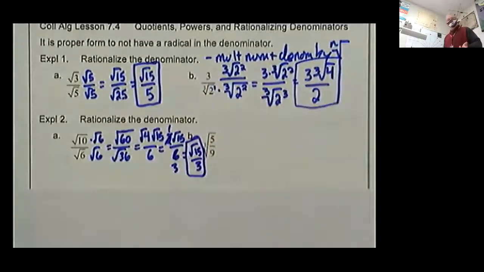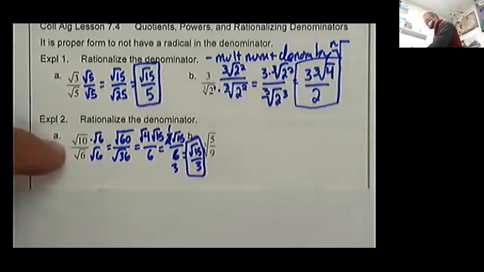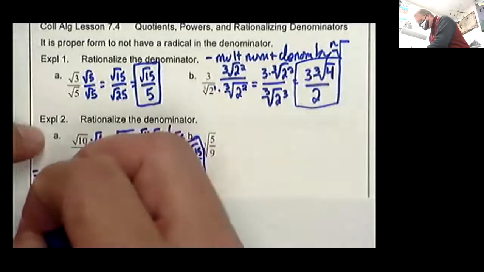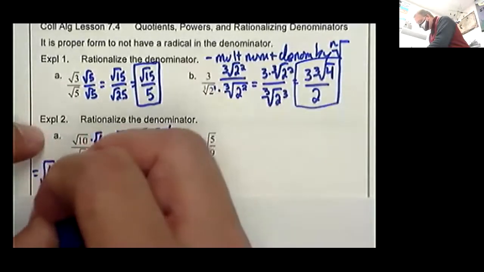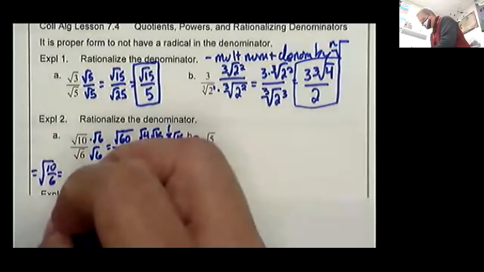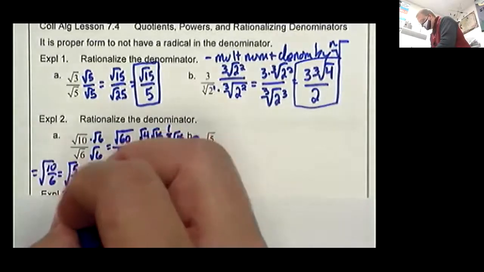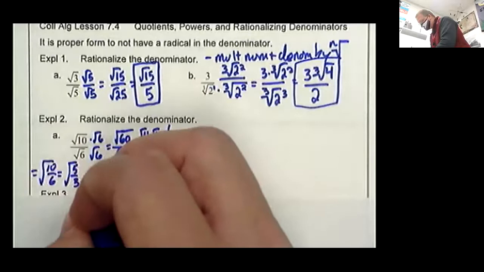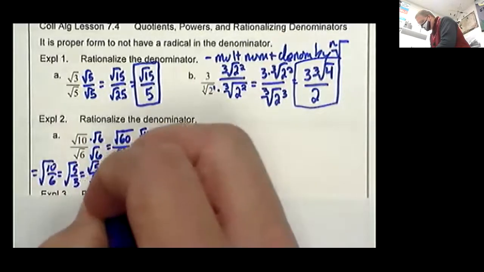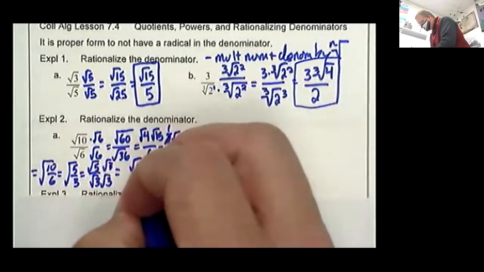There's actually another way to do this one. Because these have the same index, we can actually simplify first. So we can actually think about this as being the square root of 10 over 6. Each divides by 2, leaving the square root of 5 over 3. Now we can rationalize by multiplying the top and bottom by root 3. And we get root 15 over 3, which is our answer.